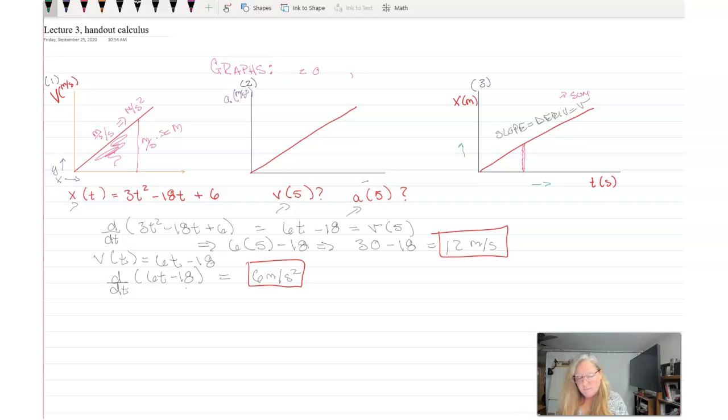Let's do one more, where I have a of t equals 6t minus 18. And I know at t equals 0, v of 0 equals 24. We want the velocity at 4 seconds.